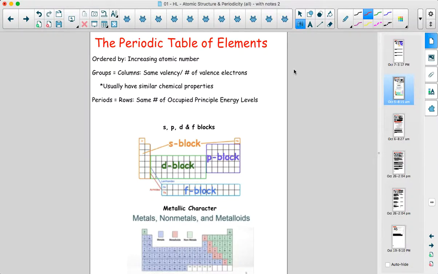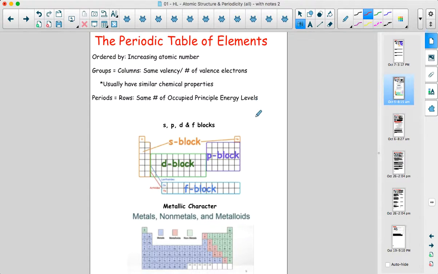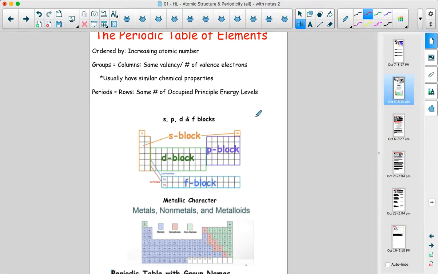So the periodic table is topic 3 on the IB syllabus, and there are some very basic terms that we need to use when we refer to the periodic table, and some basic organizations that we should also know about the periodic table. So in general, the elements get ordered by increasing atomic number.